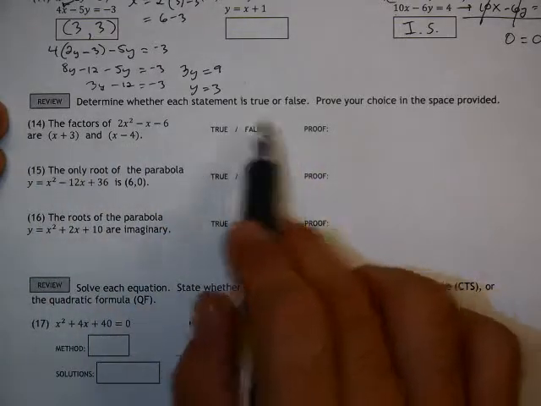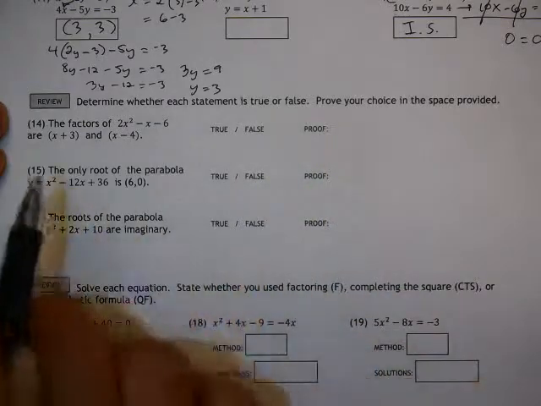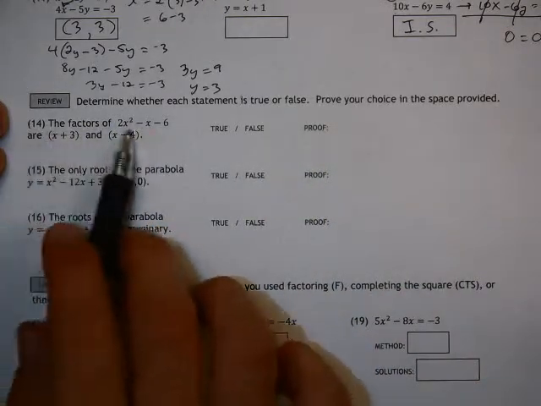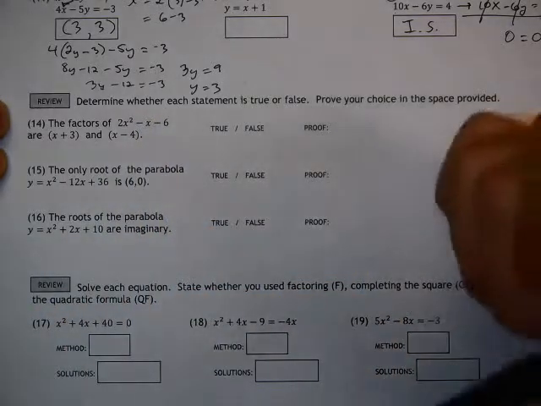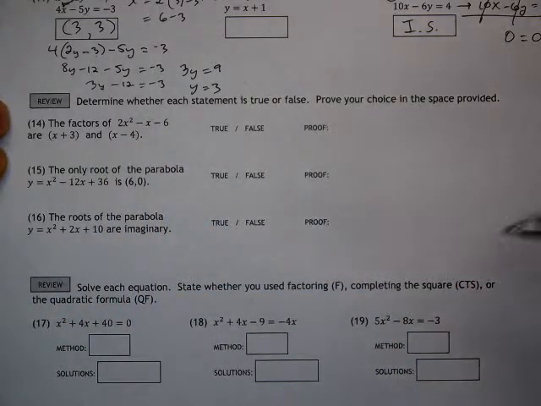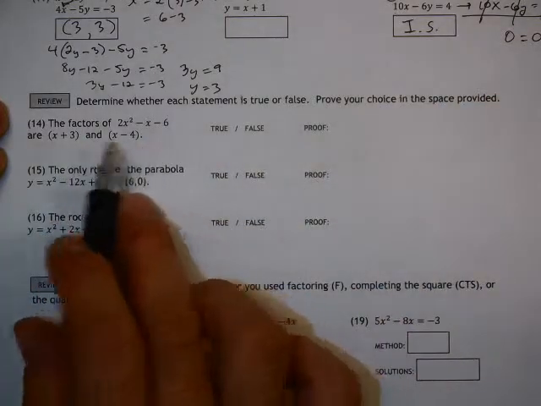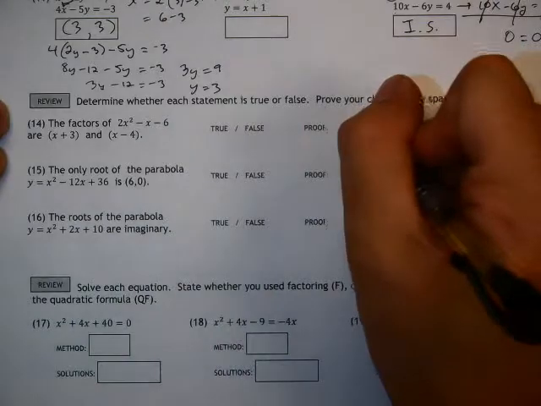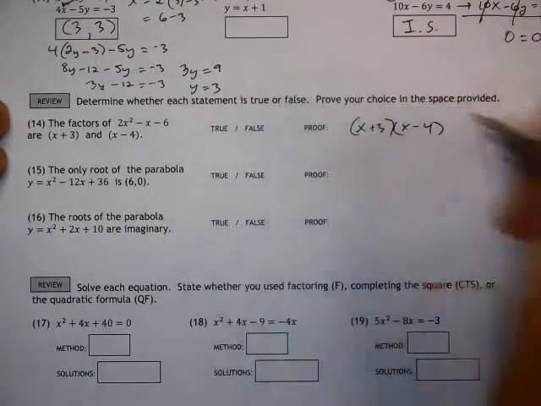Now, I'm not going to worry about circling true or false just yet. I'm just going to go to the proof part now. Since they're saying factors, you might want to factor this. So you can do the diamond and box, or factoring by grouping after the diamond. There are lots of ways you can do that, but because they gave us what they thought were the two factors, what I can do is just take those two, x plus 3, x minus 4.